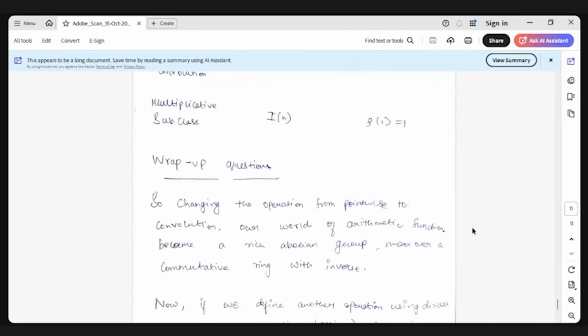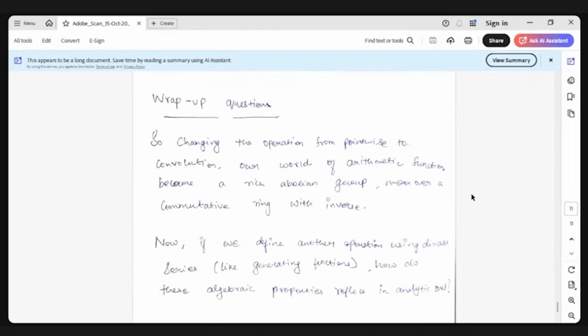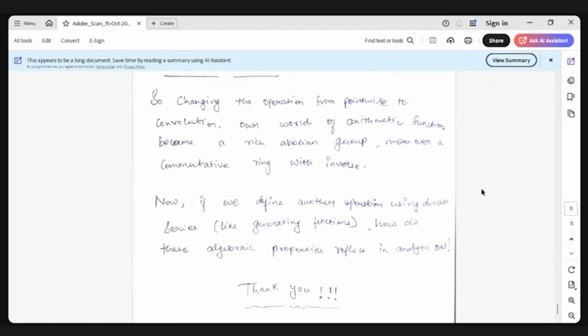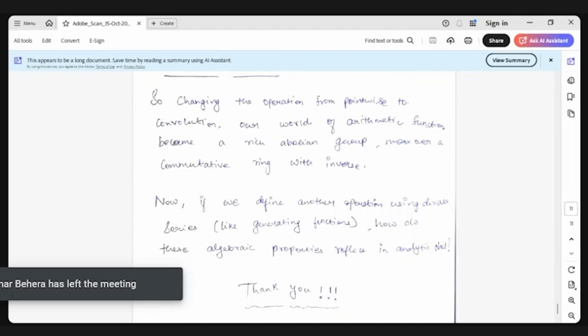So just a take home question for everybody: changing the operation from pointwise to convolution, our world of arithmetic functions became a rich abelian group, moreover a commutative ring with inverse. We defined another operation using Dirichlet series. We mutated normal multiplication and got Dirichlet convolution. In the same way, if we mutate in some other way, how do these algebraic properties reflect in analytic ones? This is a very interesting question, and one can explore a lot from this.